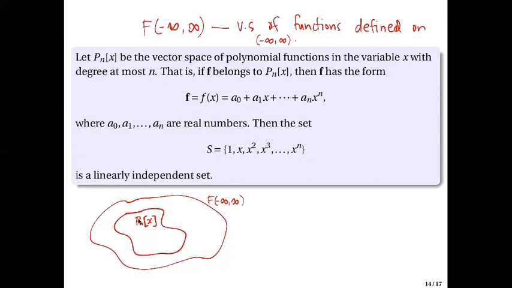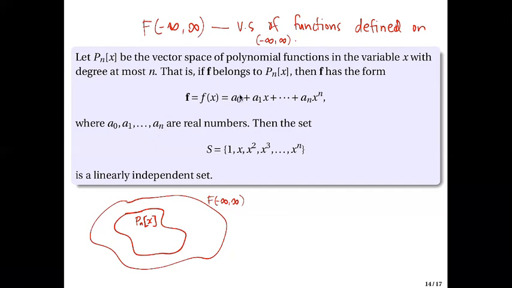Set of functions, your Pn is inside, because polynomial functions are defined on this interval. Whatever your x is, the polynomial function will still give you a real number. So if f belongs to Pn, then f has this form: the function f of x equals a sub 0 plus a sub 1 x plus a sub 2 x squared plus until a sub n x to the n, where a0, a1 until an are real numbers.